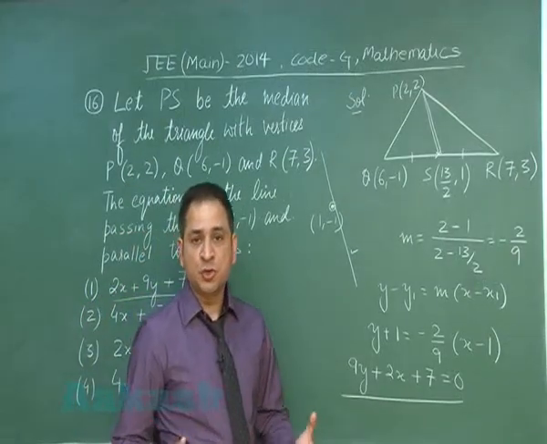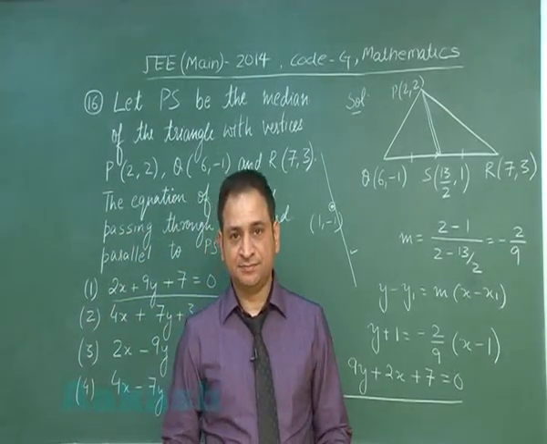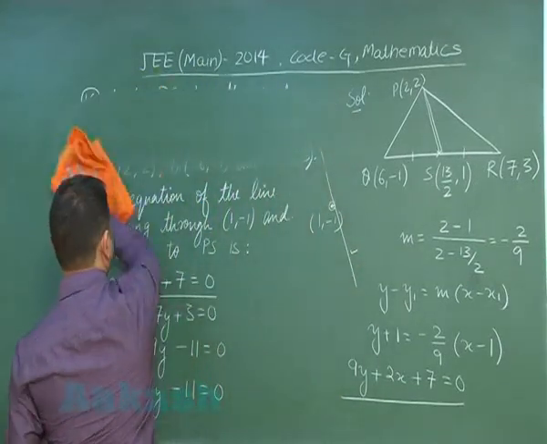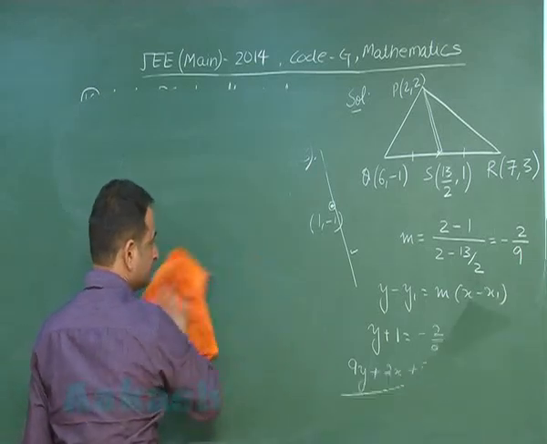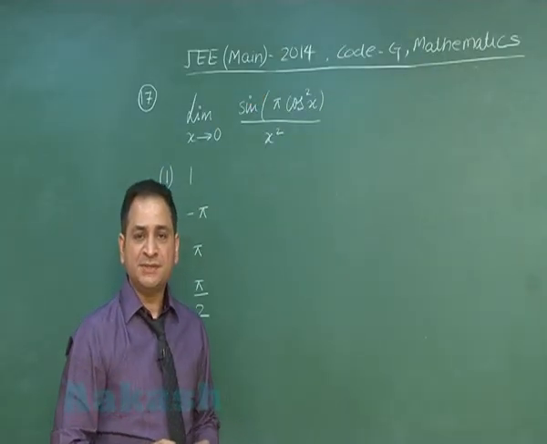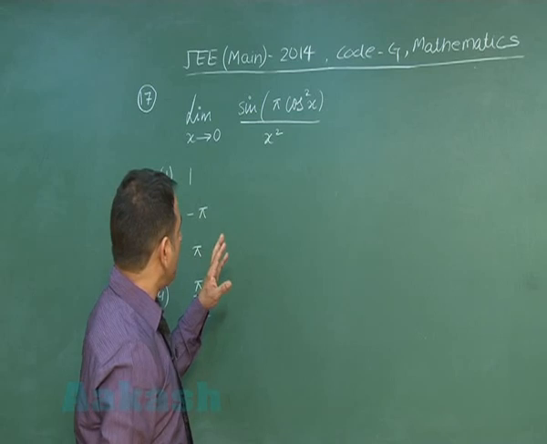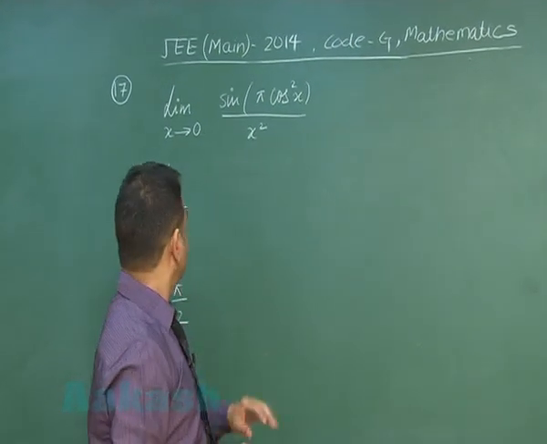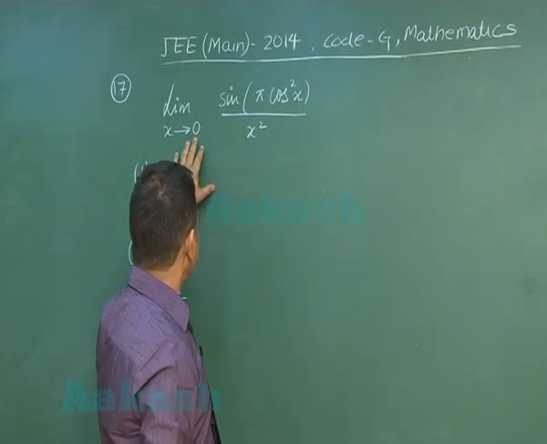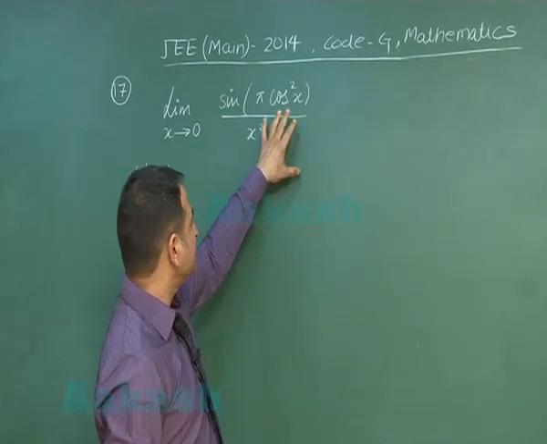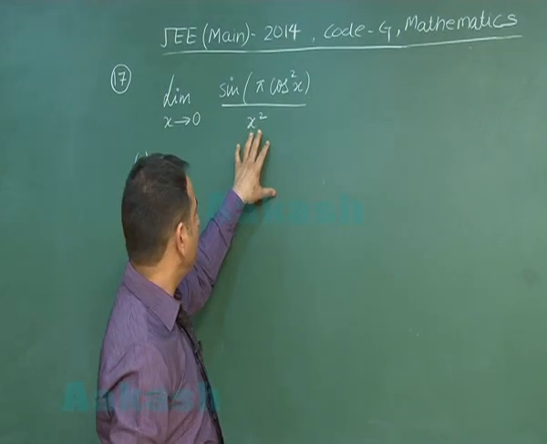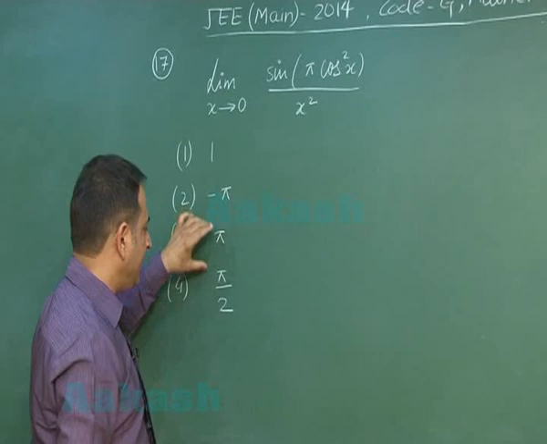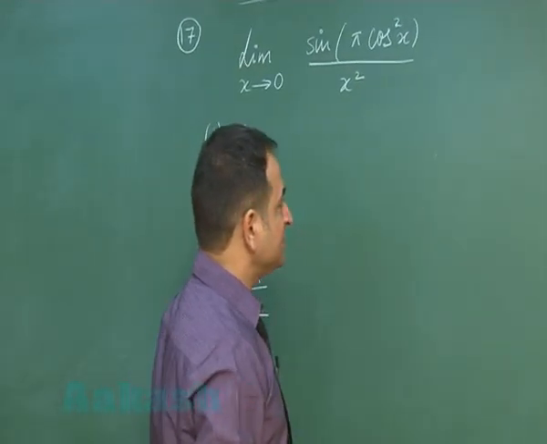Now we are moving to question number 17. Now look at this problem. It has been taken from limits, and it is a very common question for us. It is the limit as x tends to 0 of sine of pi cos square x upon x square. We have to evaluate this value. These are the options. It is 1, minus pi, pi or pi by 2. Let us see the solution here.